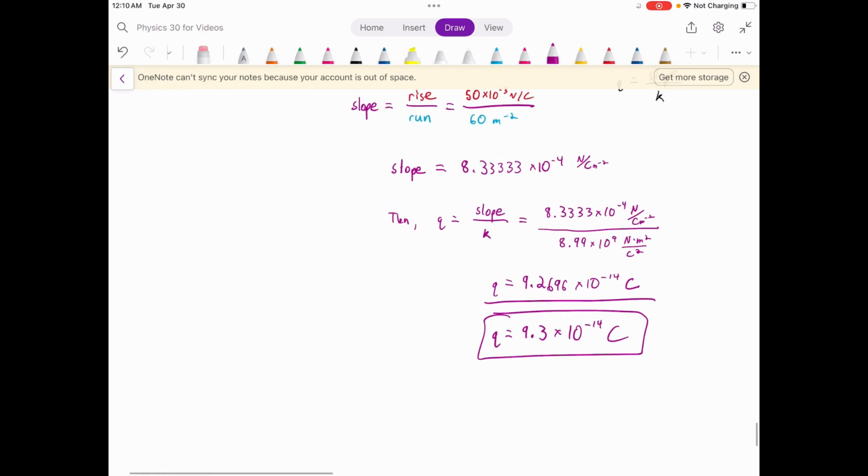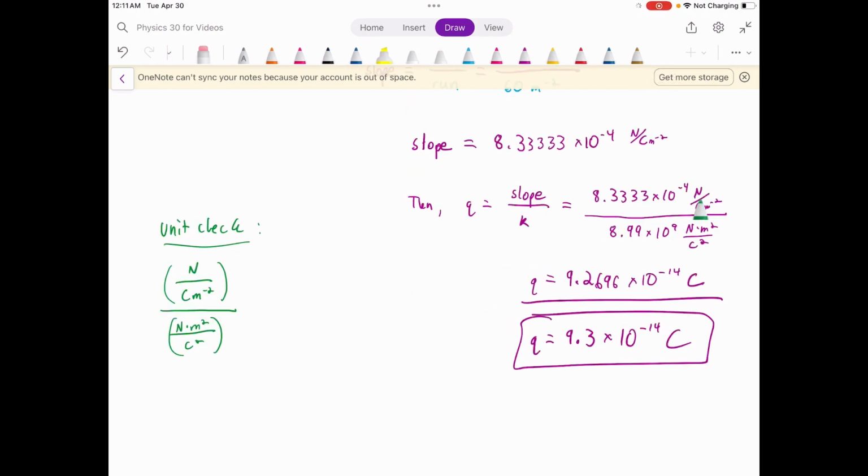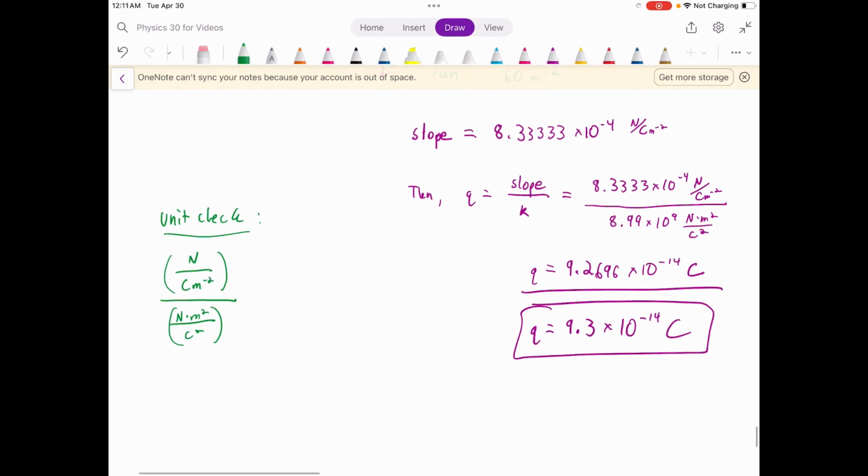Really quick, let's just think about the units, because you might be looking at that and being like, how in the world does that come out to be coulombs? So let's just do a quick unit check. That's a nice way to check our work anyway, to see if what we did actually makes sense. So here's what we had, right? These were the units of our slope, and then we were dividing them by Coulomb's constant, which has these units, right? So does that actually work out to give us coulombs?